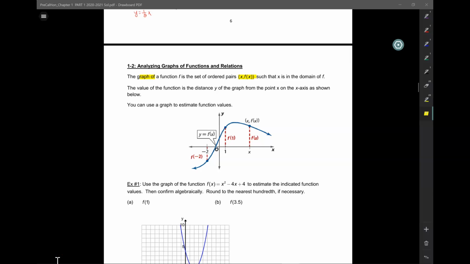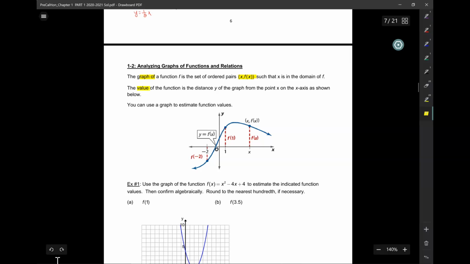Okay, this is section 1.2. We're going to be talking about function notation here. As you know, the graph of a function gives the ordered pairs x comma f of x, which together make up all of the points that are defined for that function.